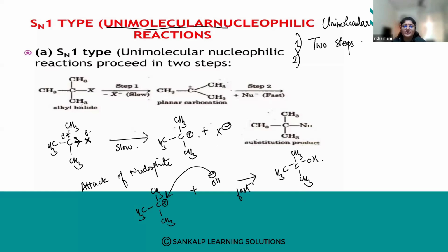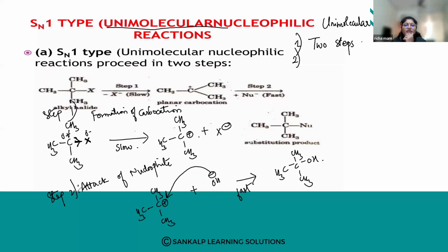So these are the two steps. The first one is the formation of carbocation, and the second step is the attack of nucleophile. So step one, and this is step two. Is it clear? Very, very important, a 3 marks question.